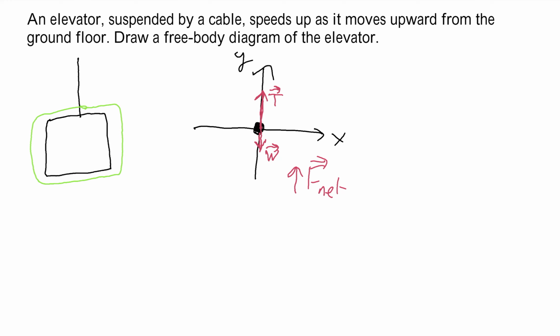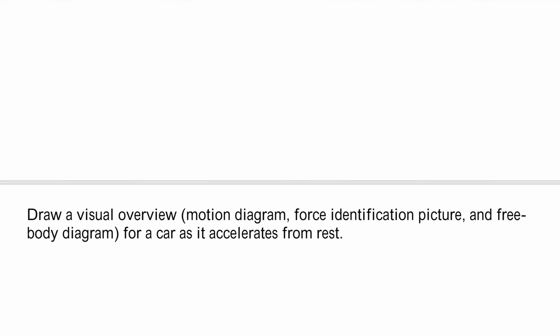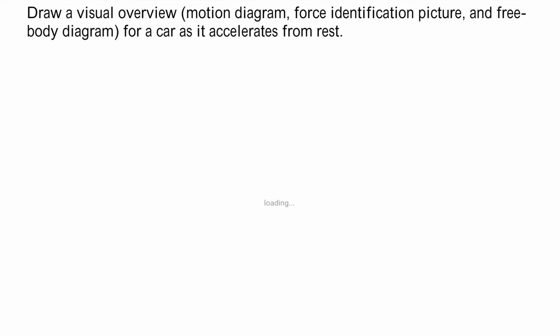All right, so let's go on. Here we go. Draw a visual overview. The visual overview is composed of a motion diagram, a force identification picture, and a free body diagram for a car as it accelerates from rest.